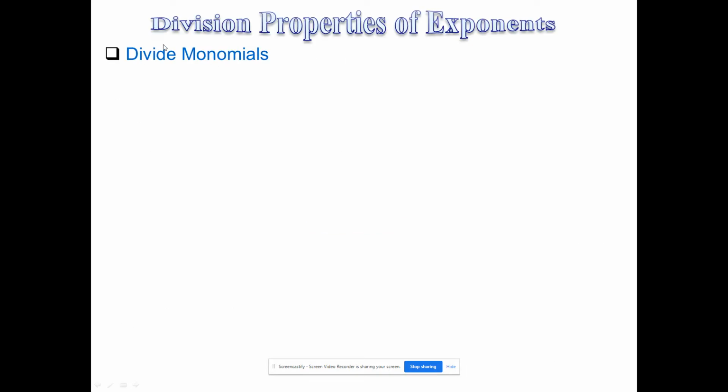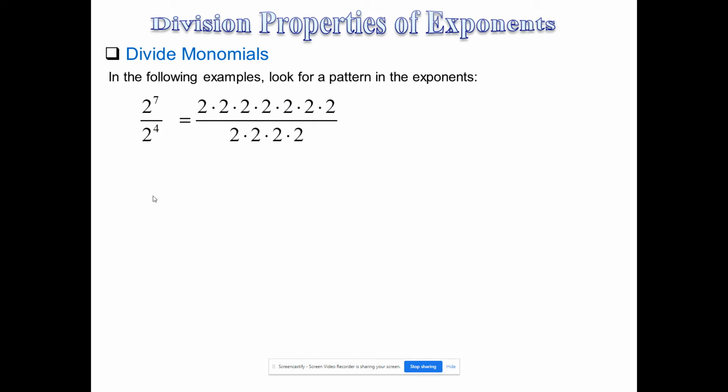So let's look at dividing monomials. You guys have your guided notes. Let's say we have 2 to the 7th, and we are dividing by 2 to the 4th. Well, let's expand it. That means we have 7 2's, and then we have 4 2's. Anytime there's a 2 divided by a 2, it reduces out to 1. So we can sort of cancel them out.